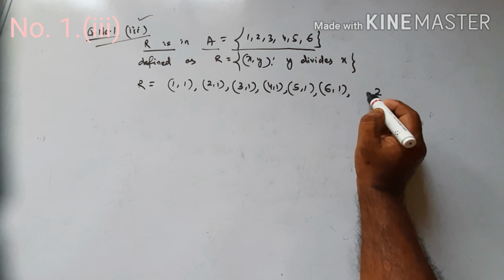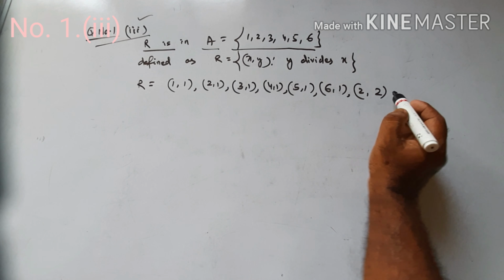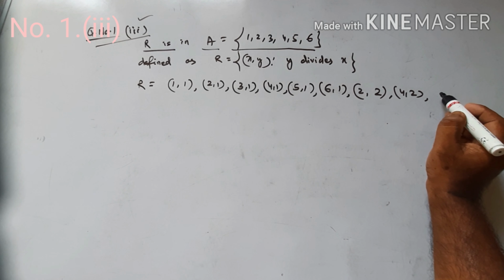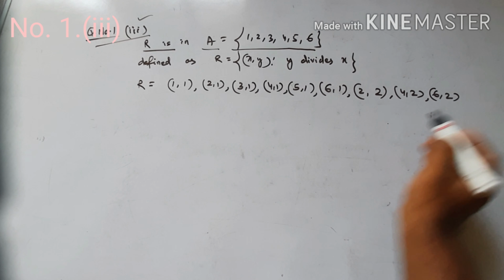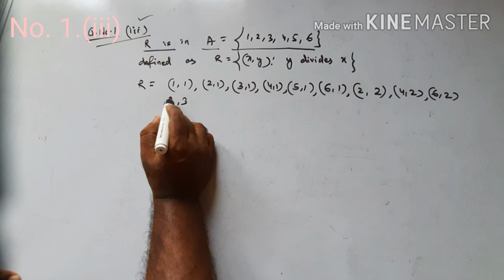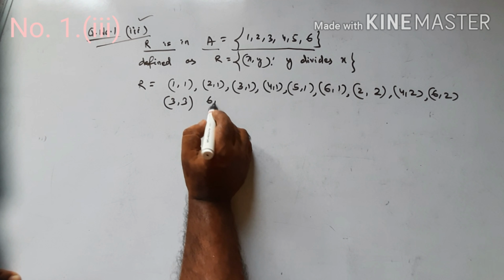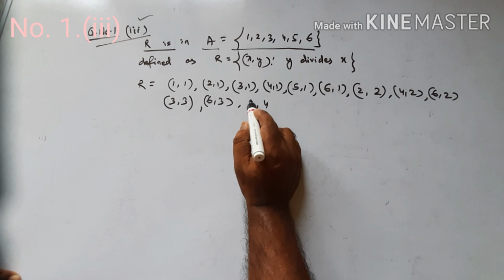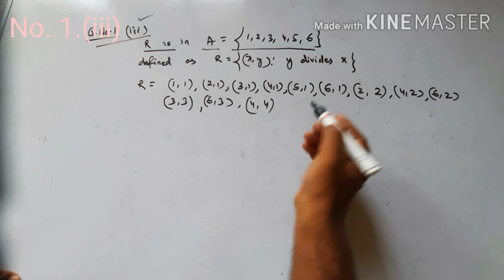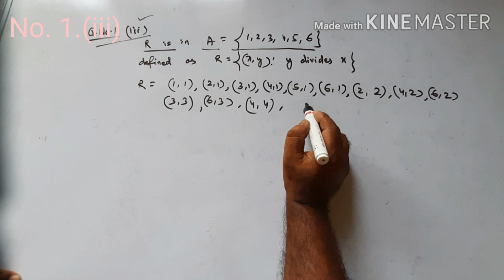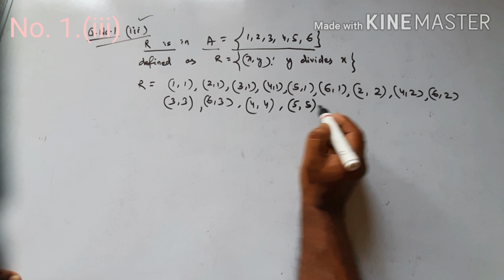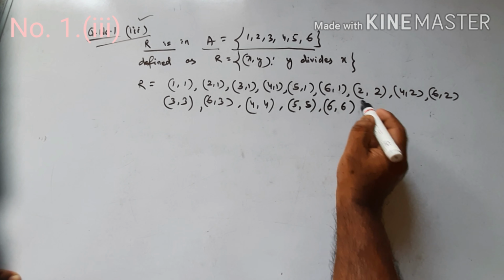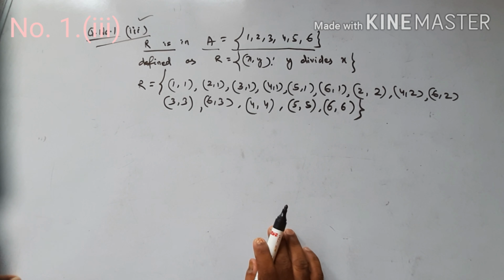then 2 divides 2, (2, 2), (4, 2), (6, 2). Then 3 divides 3, then (6, 3). Now 4 divides 4, you see, there is no such other element. Similarly, 5 divides 5. Then 6 divides 6. These are the elements of set R.